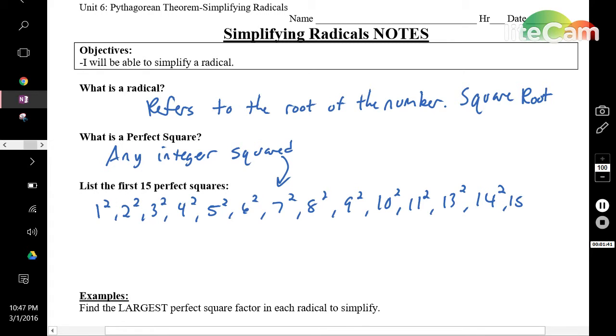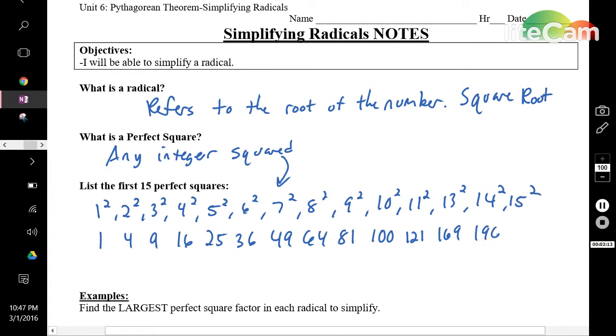And like I said before, you might have some of these memorized, but you might not. The first few should be easily memorized. 1 squared is 1, 2 squared is 4, 3 squared is 9, 4 squared is 16, 5 squared is 25, 6 squared is 36, 7 squared is 49, 8 squared is 64, 9 squared is 81, 10 squared is 100, 11 squared is 121, 13 squared is 169, 14 squared is 196, and 15 squared is 225.